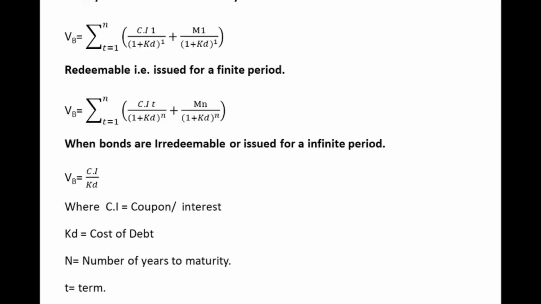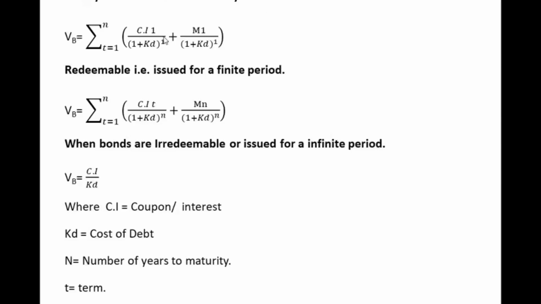That value is called the redemption value. It can be redeemed at par, at discount, or at a premium. Moving ahead to the different formulas with which you can calculate the value of the bond. The first is bond issued for a year.